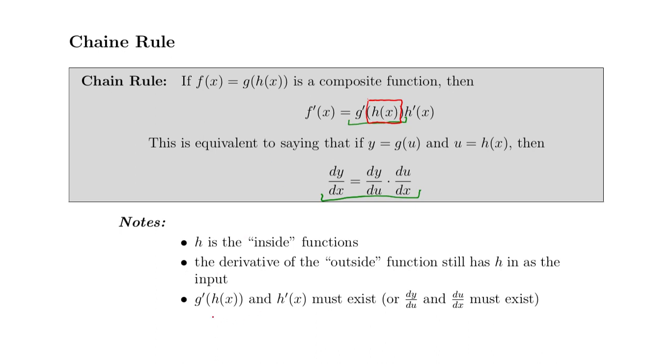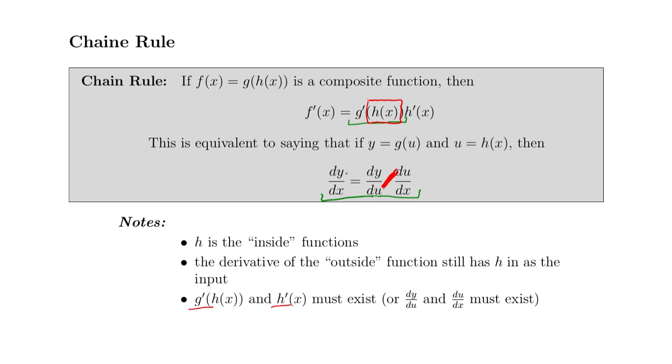The other thing to notice is that these derivatives, g prime of h of x and h prime, have to exist. Or if we're looking at this notation, dy over du and du over dx, these two derivatives. If they don't exist, then obviously this dy over dx, or f prime, doesn't exist. So in this one, notice that these two variables are the same, u. If we're looking at the differentials, this is kind of why differentials are helpful. Differentials are going to tell us what's acting like a variable here, what our inside is.